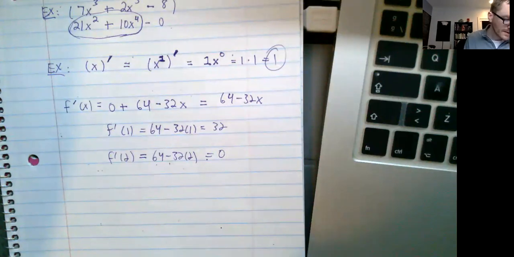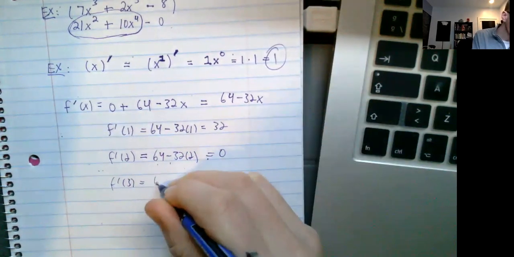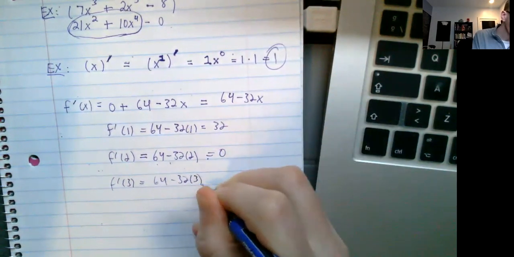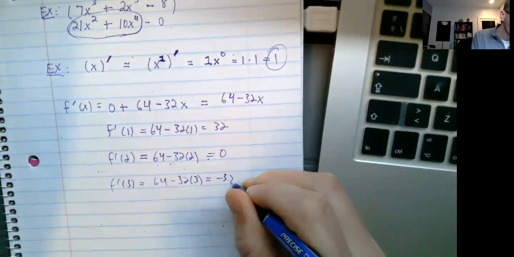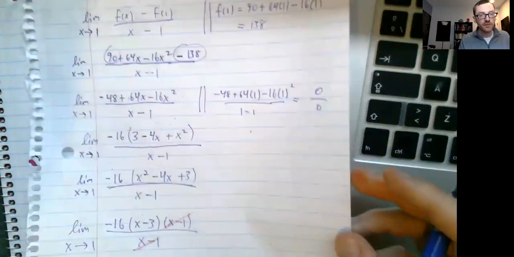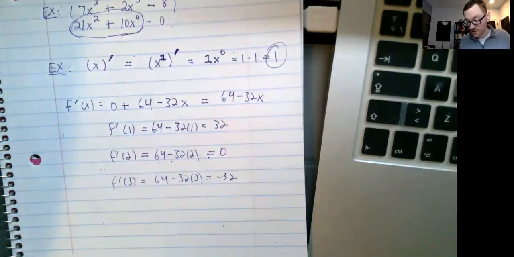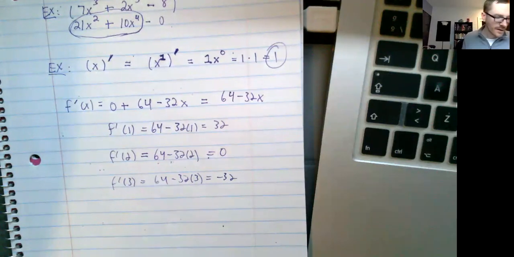If you want to know f prime of 3, very easy. You just plug 3 into this: 64 minus 32 times 3, which is negative 32. So it's very easy to find, as opposed to without the derivative rules, where you have to crank through this whole thing for every single one of these. It saves a huge amount of time. Obviously, this is a huge time-saving device.